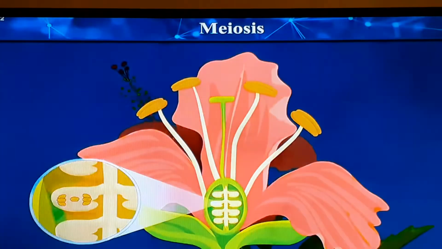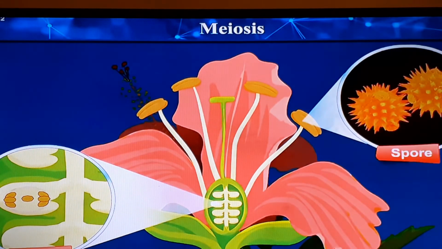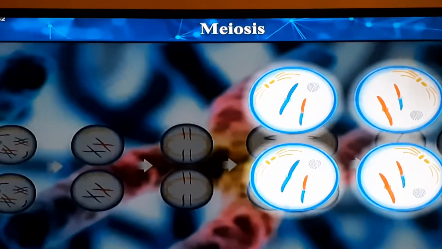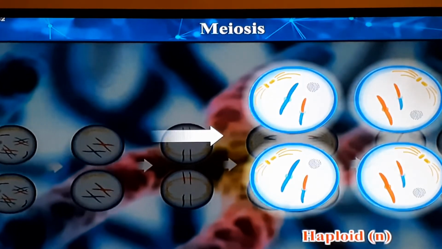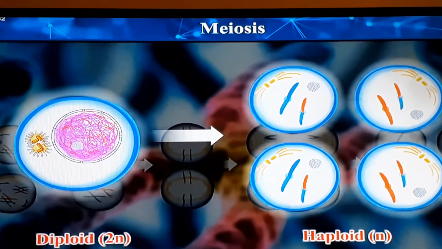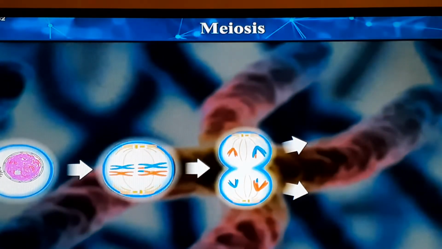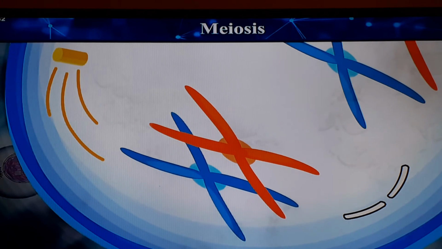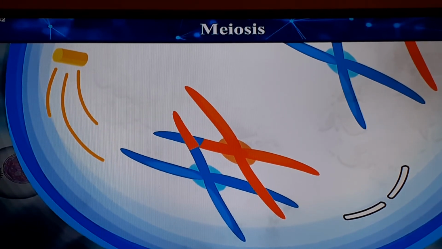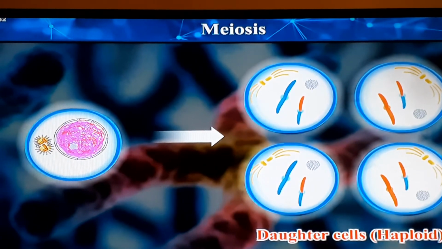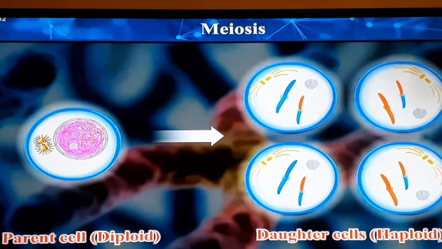The process of gamete production and spore formation occurs by meiosis. In this type of cell division, four haploid daughter cells are formed from one diploid cell. During this division, crossing over occurs between the homologous chromosomes and thereby genetic recombination occurs. Due to this, all the four daughter cells are genetically different from the parent cell and from each other too.